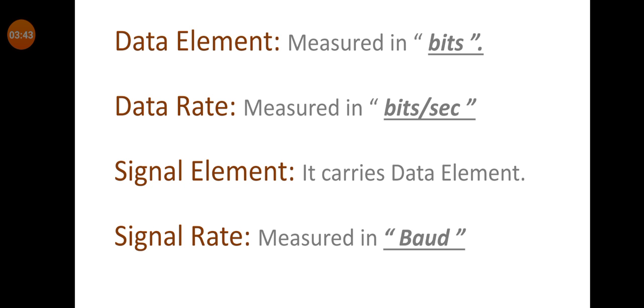In the exam they may ask this definition with any term, so you have to remember the synonyms for signal rate. Signal rate is also called baud rate, pulse rate or modulation rate, and it means the number of signal elements transmitted in 1 second, and it is measured using the unit baud.